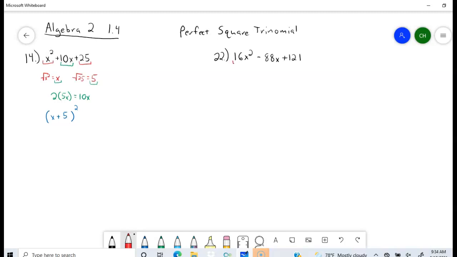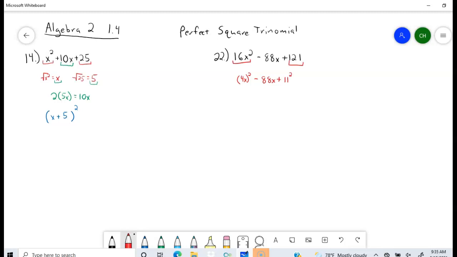My first term is 16x squared. I already know 16 is a perfect square because it's 4 times 4. X squared is obviously a perfect square because it's squared. 121 is a perfect square because it's 11 times 11. So technically I could rewrite this thing as 4x squared minus 88x plus 11 squared. All right, we don't have to do that if we recognize it. I just want you to see how this works.